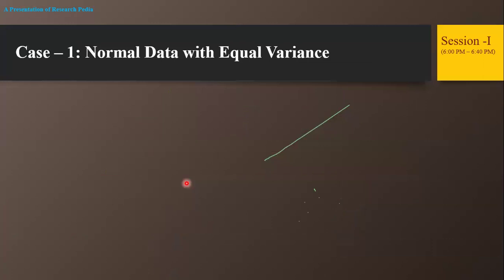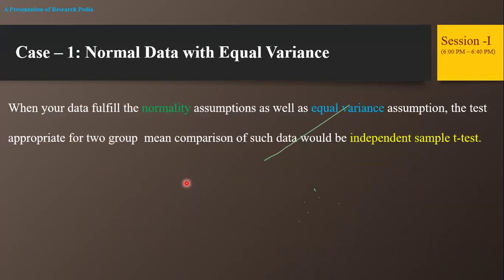So first we deal with normal data with equal variance. When your data fulfills the normality assumption as well as the equal variance assumption, the test appropriate for two group mean comparison of such data would be the independent sample t-test. So when your data is normal and you need to compare your two groups along with equal variance, you need to use the independent sample t-test. So what is the independent sample t-test?